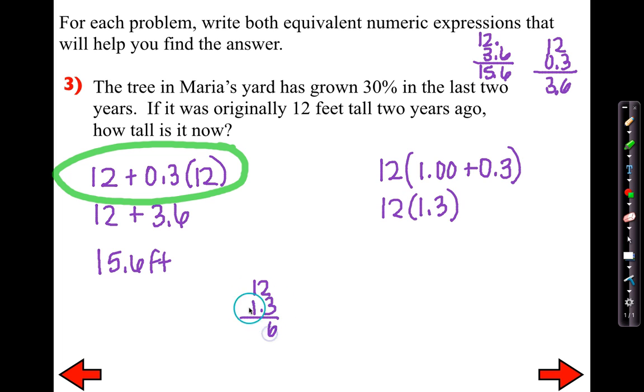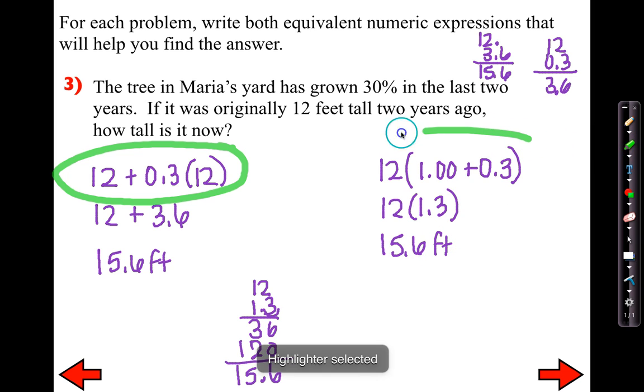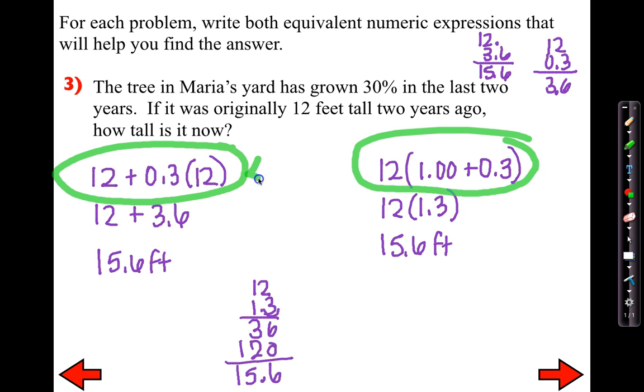Here we have 6, 3, 0, 2, and 1. So that's 6, that's 5, that's 1. Move our decimal 1 place over. Oh, look, our answer is still the same, 15.6 feet. So here is just further proof that these two expressions are indeed equivalent because we do have the same exact value for an answer. So to answer the question, how tall is Maria's tree? I would say the tree is now 15.6 feet tall.